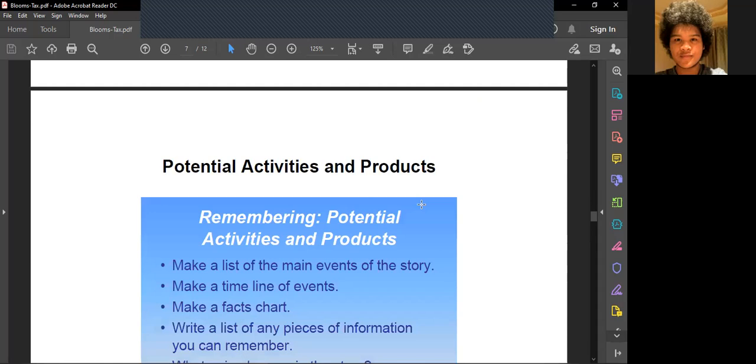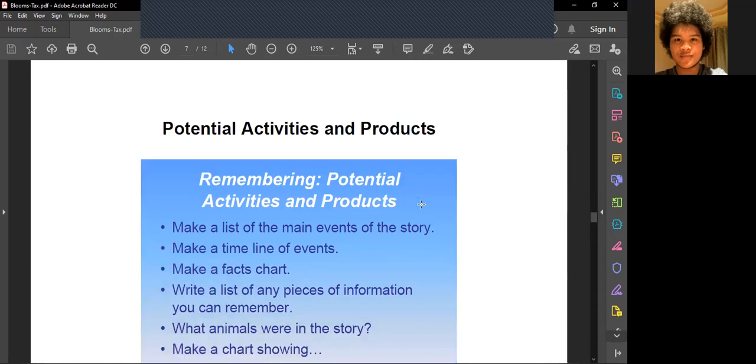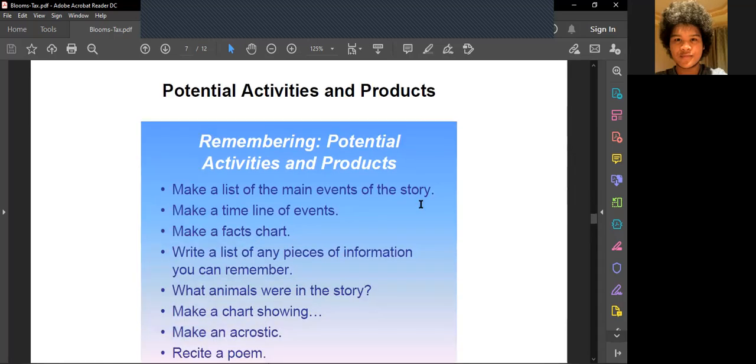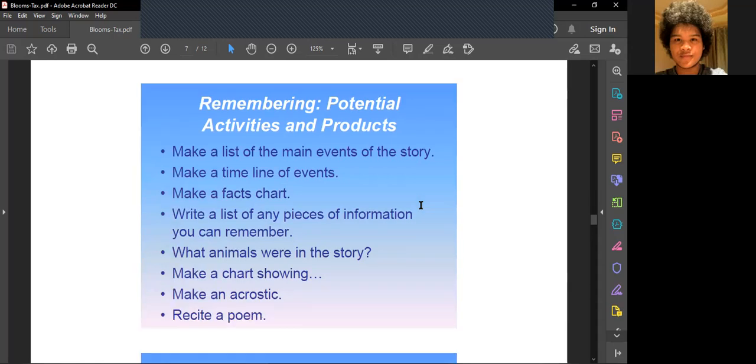Now, these are the potential activities according to the levels of thinking level. In remembering, the potential activities and products are: make a list of the main events of the story. So if we wanted our students to respond to this, we can transform it into an essay question that addresses the level of remembering.